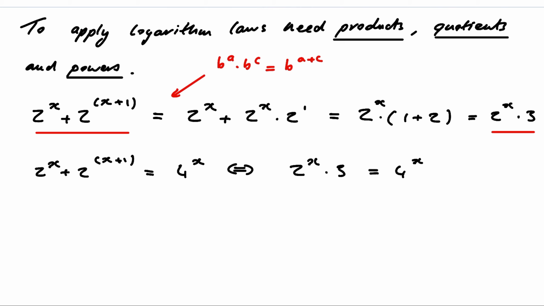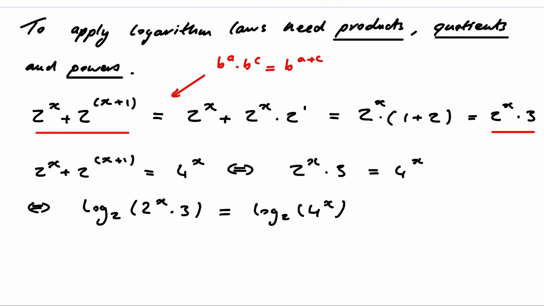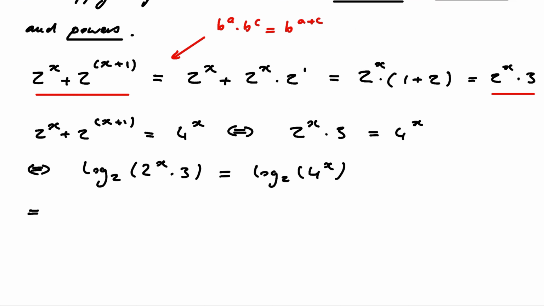So 2 to the x plus 2 to the x plus 1 is equal to 4 to the x. Pretty nasty example, this. This is if and only if 2 to the x times 3 is equal to 4 to the x. Okay. So now I've got a product, no sum. I can apply logarithms and try to simplify. So now this is if and only if log, let's do base 2. It seems logical, doesn't it? Log base 2 of 2 to the x times 3 is equal to log base 2 of 4 to the x.